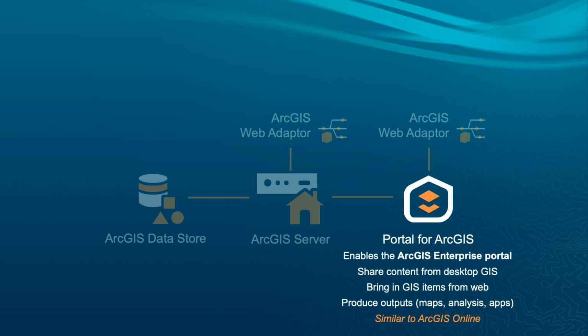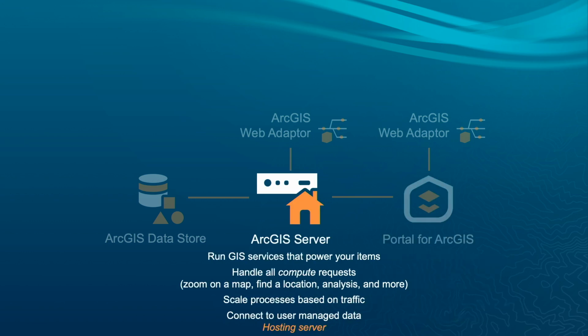First up, we have our Portal for ArcGIS component, and this is the software component that actually powers your Enterprise portal on the back end. So again, that front-end experience we were looking at is where you are working with your content that you might have shared from your desktop GIS, you are creating maps, you're doing analysis, you're working with applications. All of that is happening within your enterprise portal, and that's powered by your Portal for ArcGIS component. This is where, again, Enterprise is really similar to ArcGIS Online.